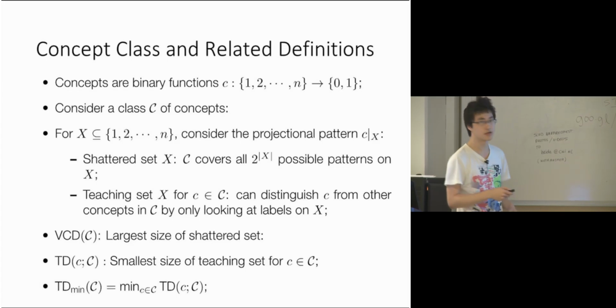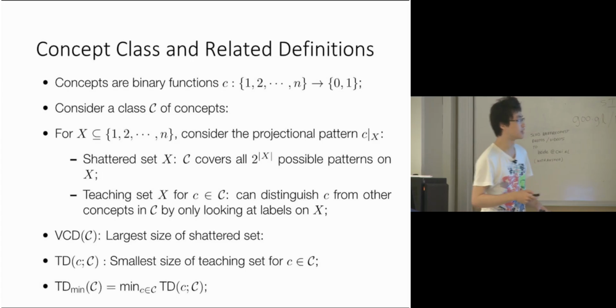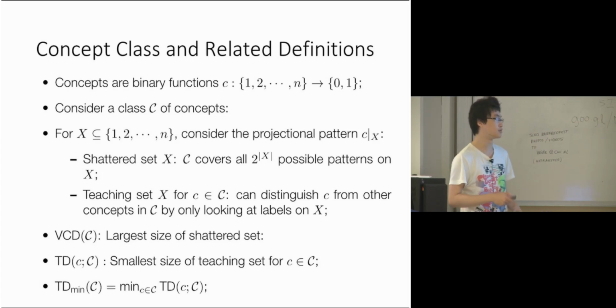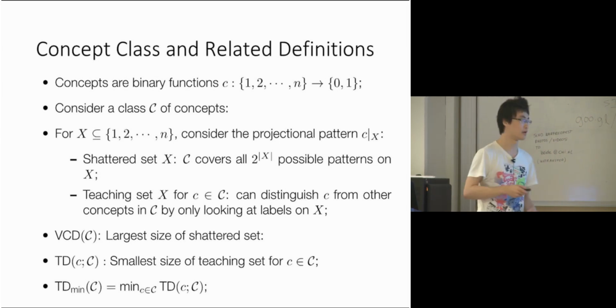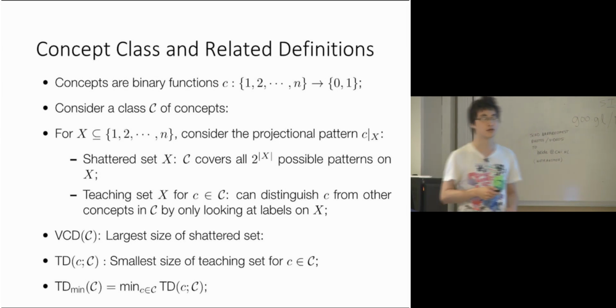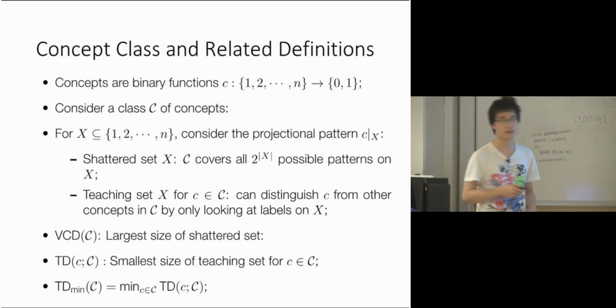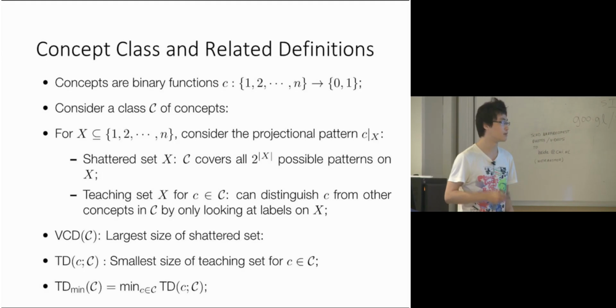Based on this notation, we can define the VC dimension, which is the largest size of a shattered set, and also the teaching dimension, which is the smallest size of a teaching set for a particular concept. And here, TDmin, which is also called the best case teaching dimension, is defined as the minimum teaching dimension over all concepts.